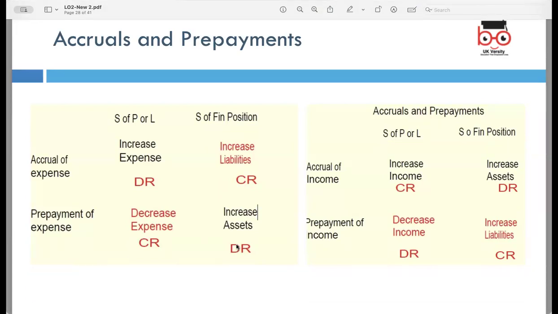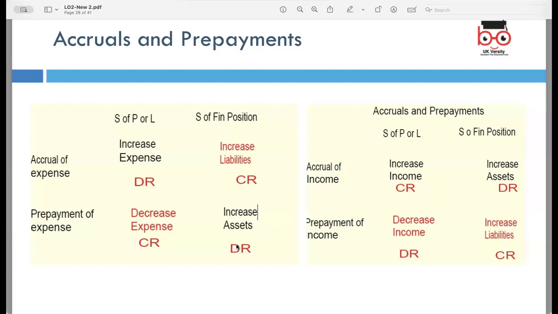So, accruals of income: income earned but not yet received is accrued to match it with the period in which it is earned. This increases income in the statement of profit and loss account and creates a corresponding increase in assets on the statement of financial position.